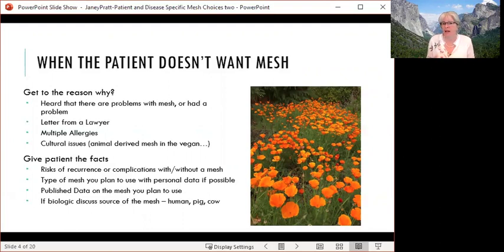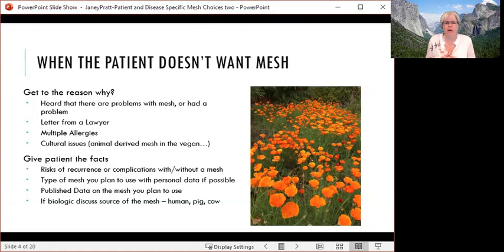They may have multiple allergies and be afraid there's something in the mesh that they might be allergic to, or they may have cultural issues. For example, a vegan might not want an animal-derived mesh, or porcine mesh may be difficult for some patients with certain religions to want.